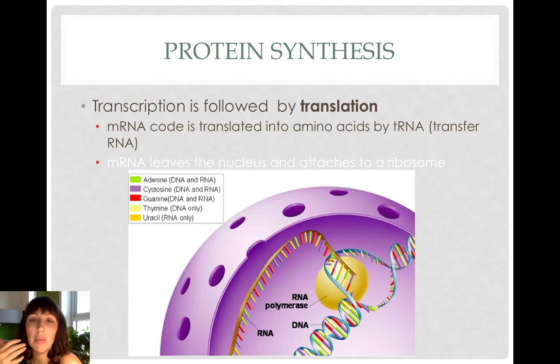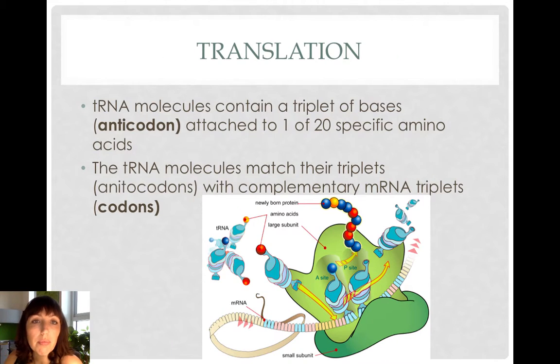And then it's followed by translation. Translation is when the mRNA code is translated into amino acids. And this is done by tRNA, which is transfer RNA. So the mRNA leaves the nucleus and will find a ribosome in the cytoplasm. tRNA molecules contain a triplet of bases, and this is called an anticodon, and it's attached to one of 20 specific amino acids.